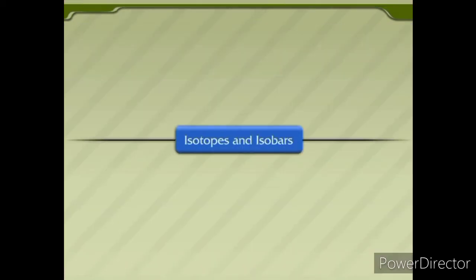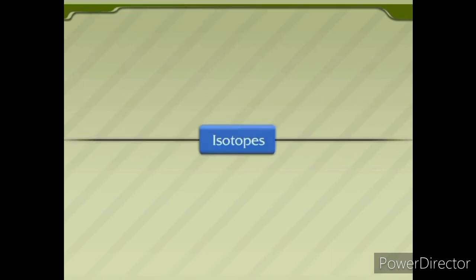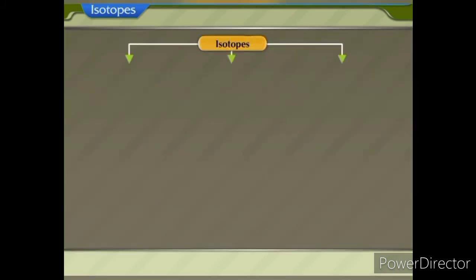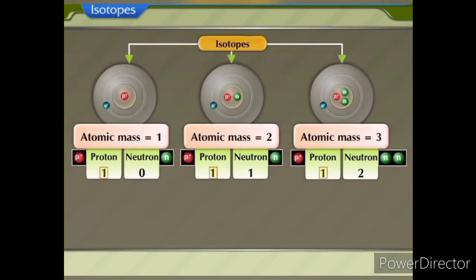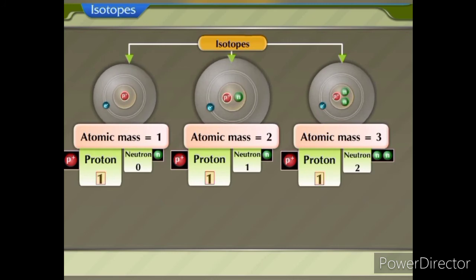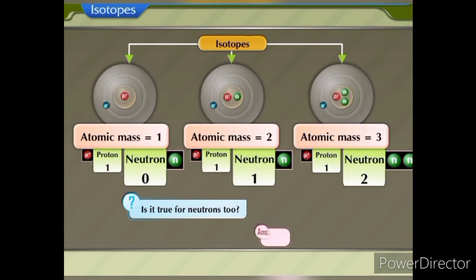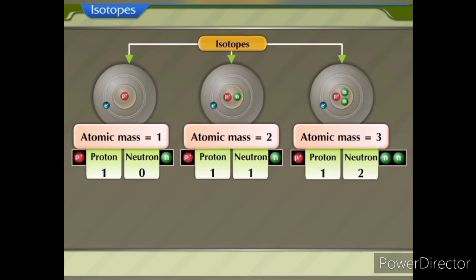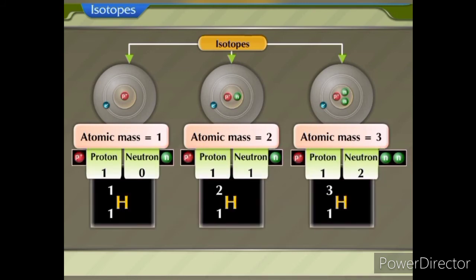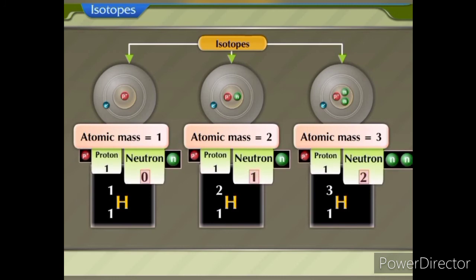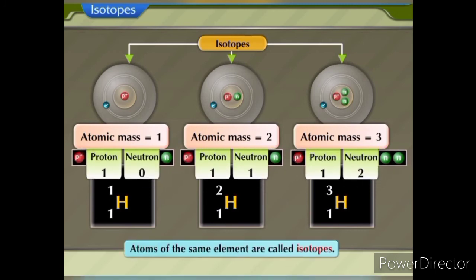Isotopes and isobars. Isotopes. We know that the number of protons is the same for all the atoms in an element. Is it true for neutrons too? No. In nature, there exist some elements which have atoms with different number of neutrons. Such atoms of the same element are called isotopes.